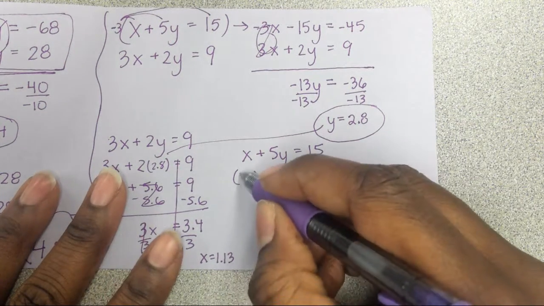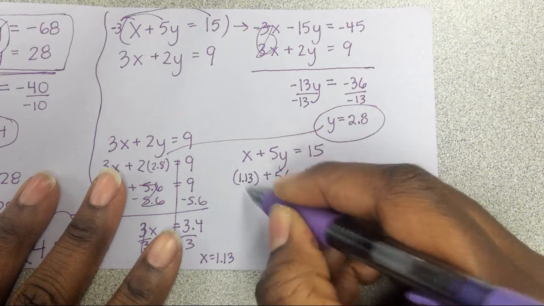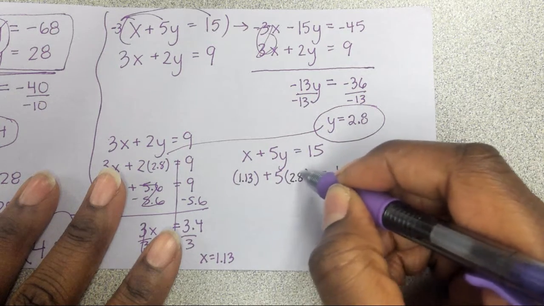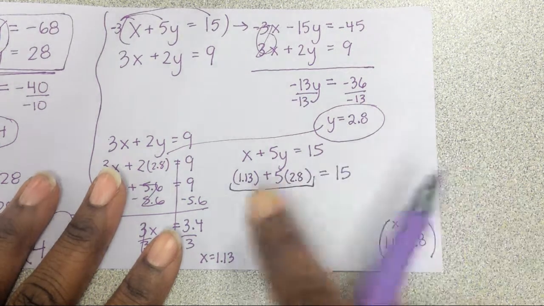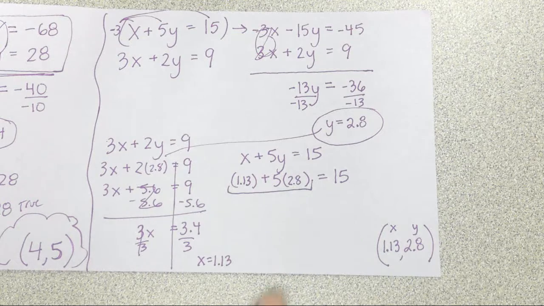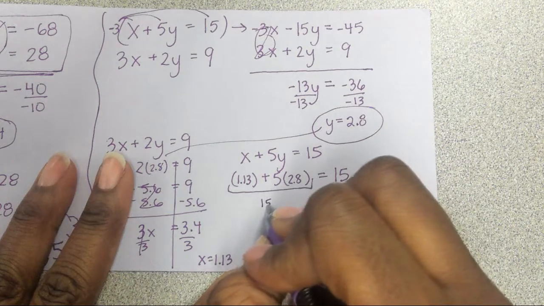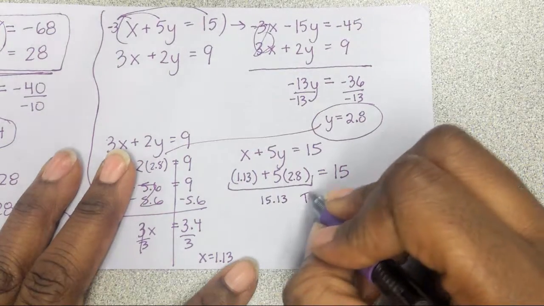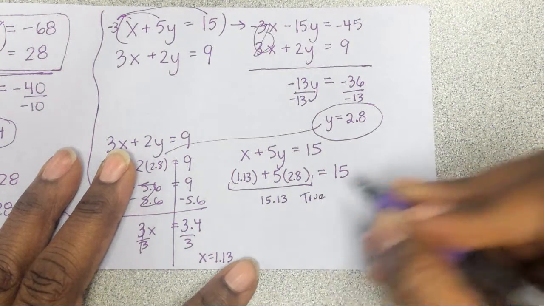So I'm plugging in 1.13 for x and 2.8 for y, and I need to do this math right here, preferably using a calculator. 1.13 plus 5 times 2.8. Yep, I'm getting 15.13, which is very close, so I'll take that one as true because we rounded.